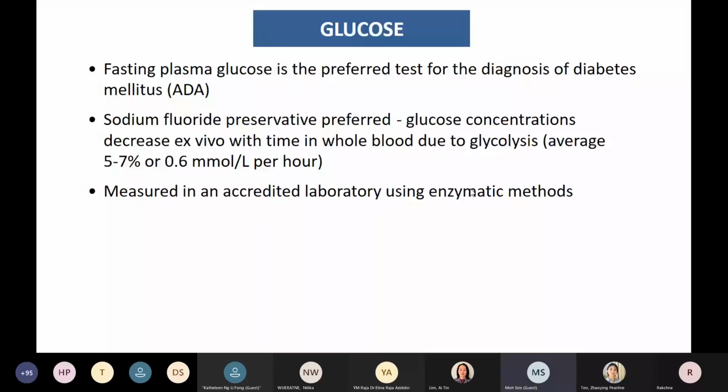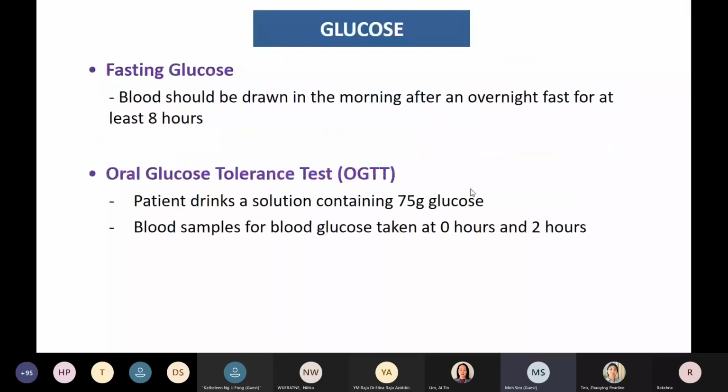Fasting plasma glucose should be measured in accredited laboratories using enzymatic methods. For fasting glucose levels, blood should be drawn in the morning after an overnight fast of at least 8 hours. In the oral glucose tolerance test, or OGTT, blood is taken from a patient, and this is marked at 0 hours. The patient then drinks a solution containing 75 grams of glucose, and a second blood sample for glucose is taken at 2 hours.